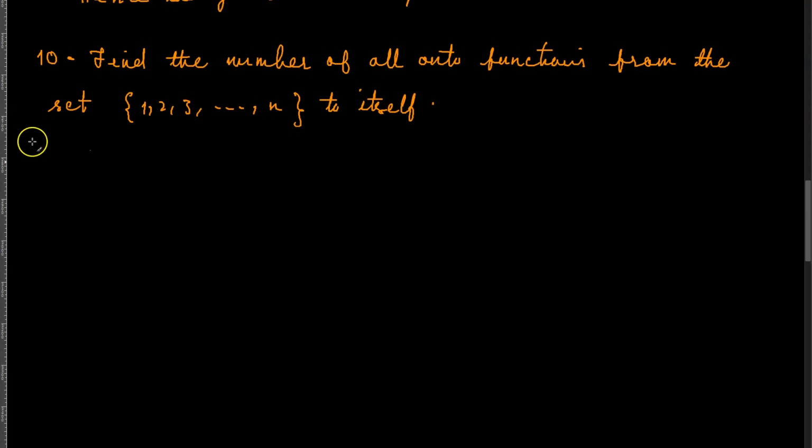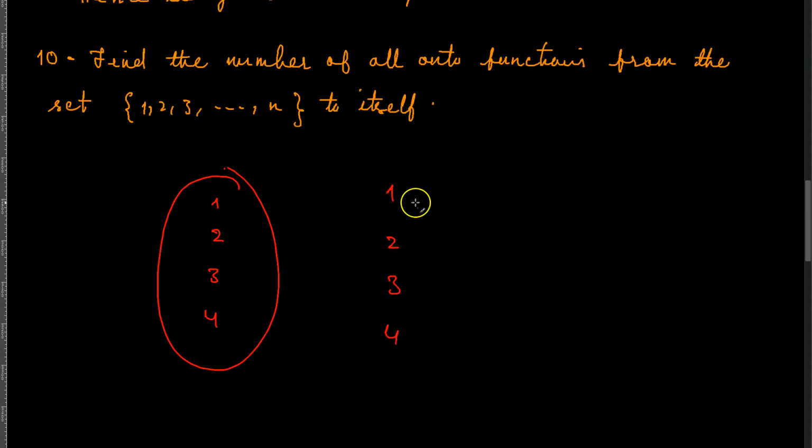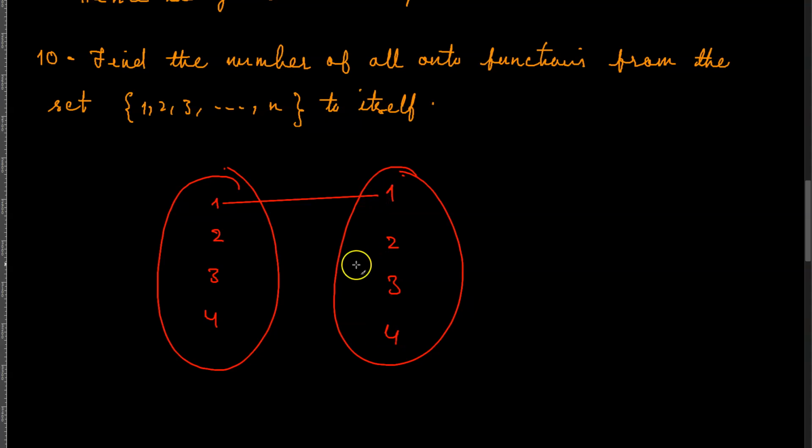Suppose that I have these 4 elements here, for example, 1, 2, 3, and 4, and I have 1, 2, 3, and 4. Now, what happens is that if I can take this one and map it to any of these elements over here, because all of these 4 elements are now free, so I can map this one to 1, I can map it to 2, I can map it to 3, or I can map it to 4. Let's say that I map this 1 to 1.